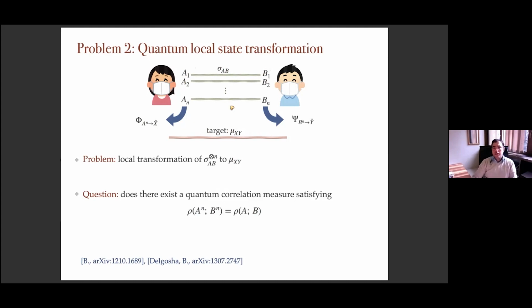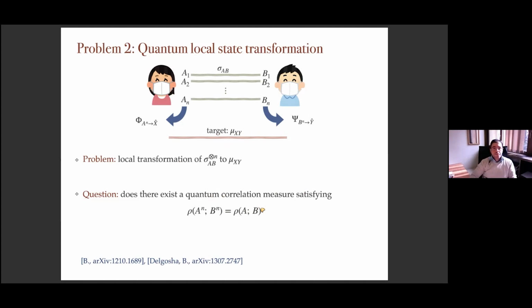Again, these are independent copies. The number of copies is arbitrary. They can choose n as large as they want, and they want to generate only a single copy of the target. But the same kind of reasoning applies: to prove bounds on this problem, we need quantum measures of correlation with the tensorization property. The question is, do we have such measures or not?